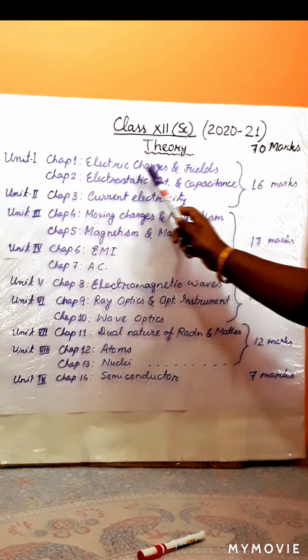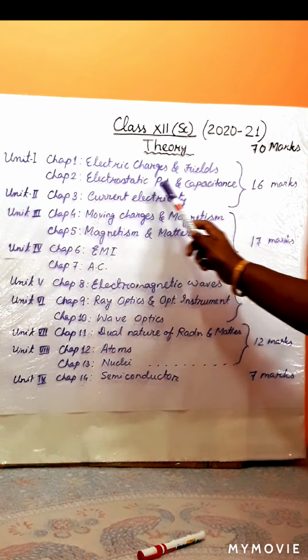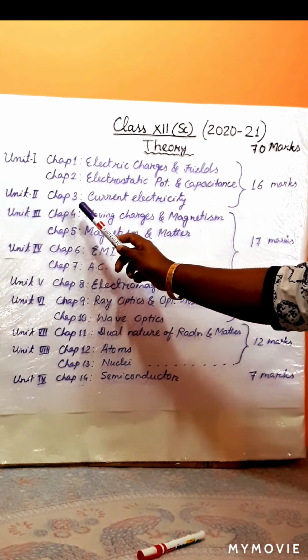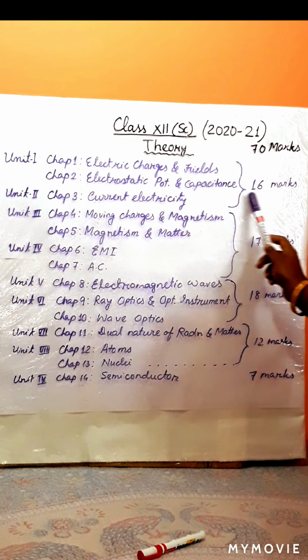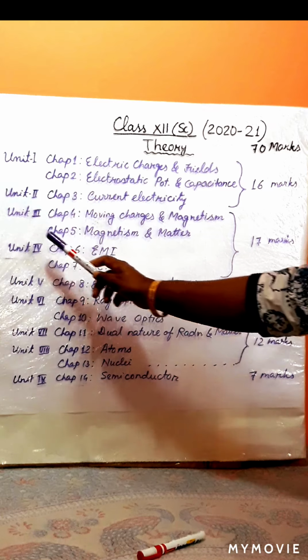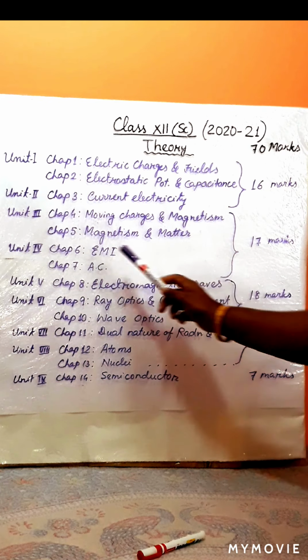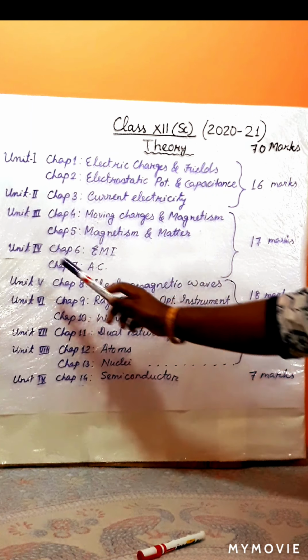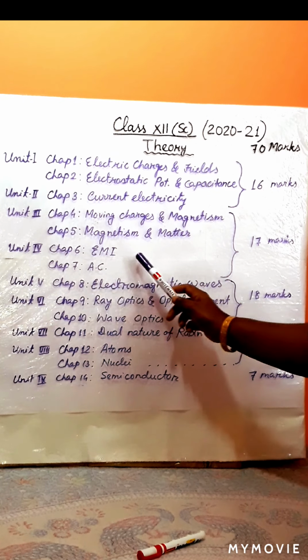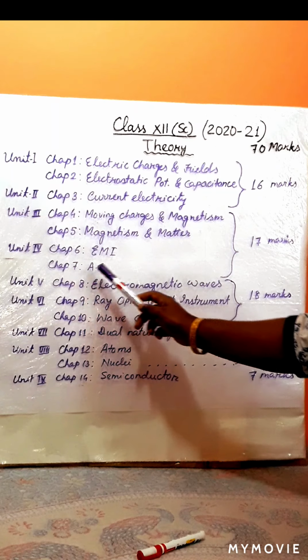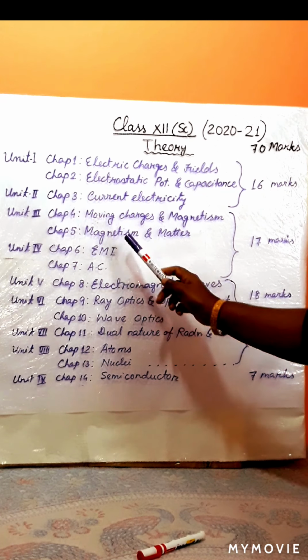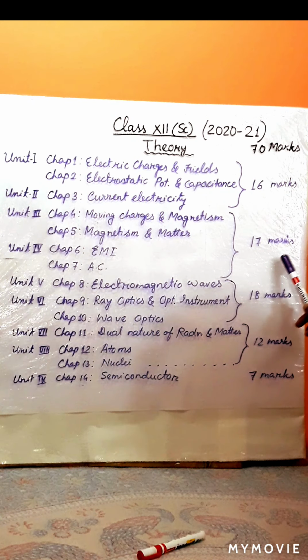Here, Chapter 1 Electric Charges and Fields, Chapter 2 Electrostatic Potential and Capacitance, and Chapter 3 Current Electricity. These carry 16 marks. Now from Unit 3, Chapter 4 and Chapter 5, Moving Charges and Magnetism, Magnetism and Matter. And Unit 4, Chapter 6, Electromagnetic Induction, and Chapter 7, Alternating Current. These 4 chapters carry 17 marks.